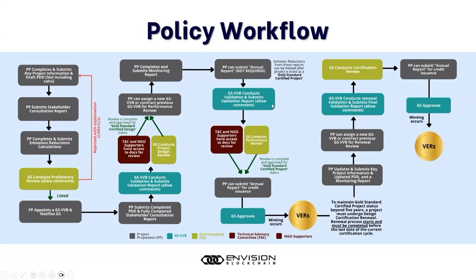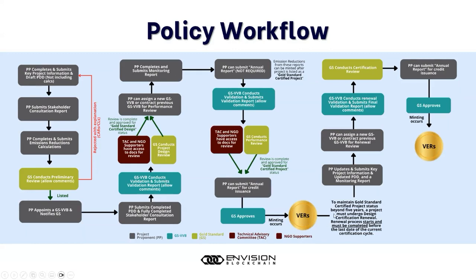Then the VVB can go ahead and review it, again, submit any comments that they have, and the Technical Advisory Committee and NGO supporters will have access to that document for comments as well. Gold Standard can review and approve. And then we're going down the path to having the minting of those VERs. Once that happens, then we can go ahead and look at our trust chain.